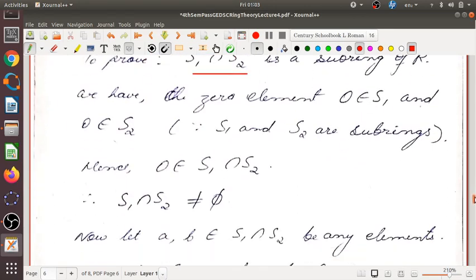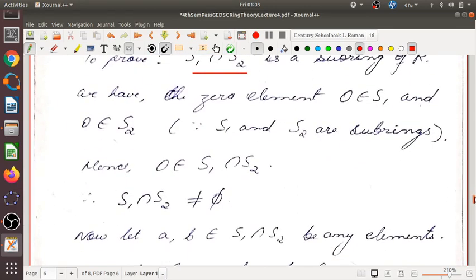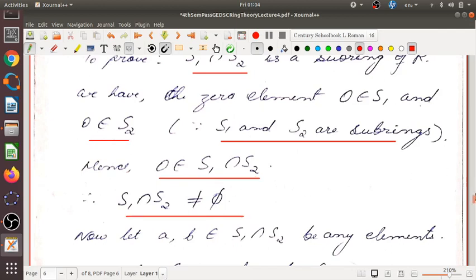First of all I have to show that S1 intersection S2 is non-empty. What is the easiest way to show this? The easiest way is to find one element inside S1 intersection S2. We already have that S1 and S2 are subrings of the given ring. So S1 will contain the 0 element, and S2 will also contain the 0 element. That means 0 belongs to both S1 and S2, so 0 belongs to their intersection. So the intersection is non-empty, and S1 intersection S2 is a non-empty subset of R.